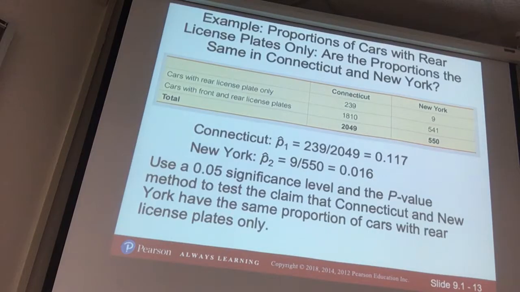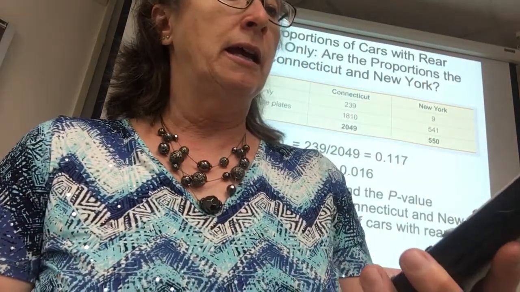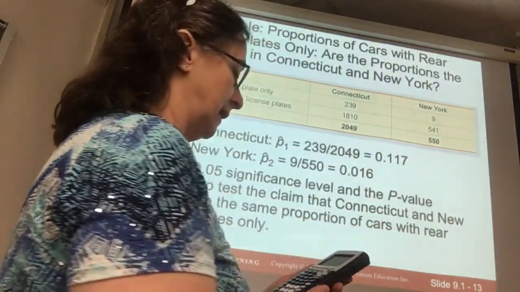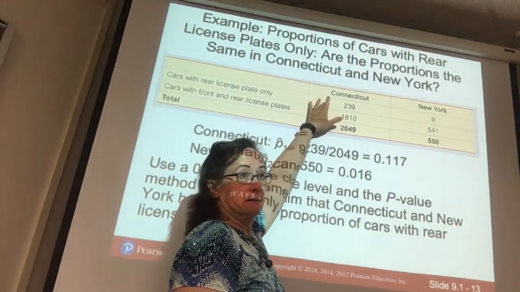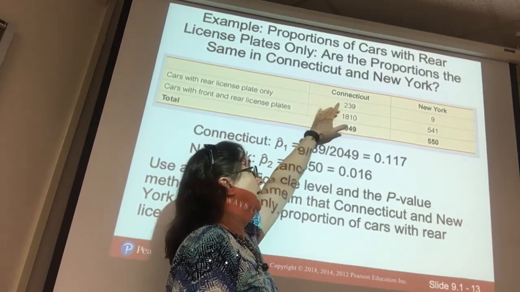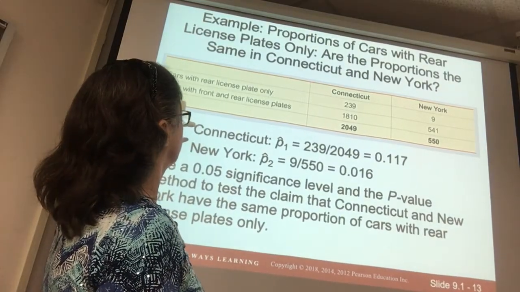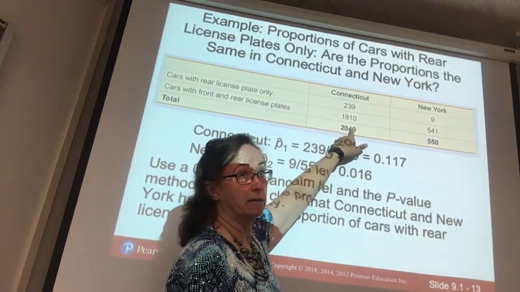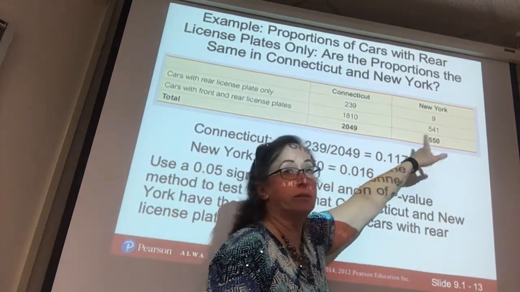So we're going to go to prop z-test. We hit stat, go over to calc, go down to prop z-test, and hit enter. Notice it says x1, n1. This is your x1, this is your n1, and that's your x2 and your n2. No, excuse me, this is your n. This is your total. I misread that. This is your n2 over there.